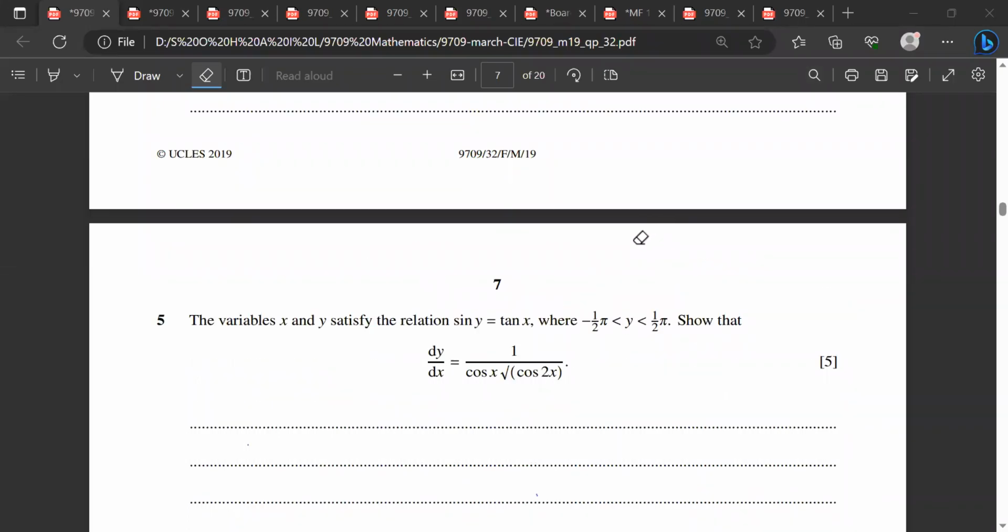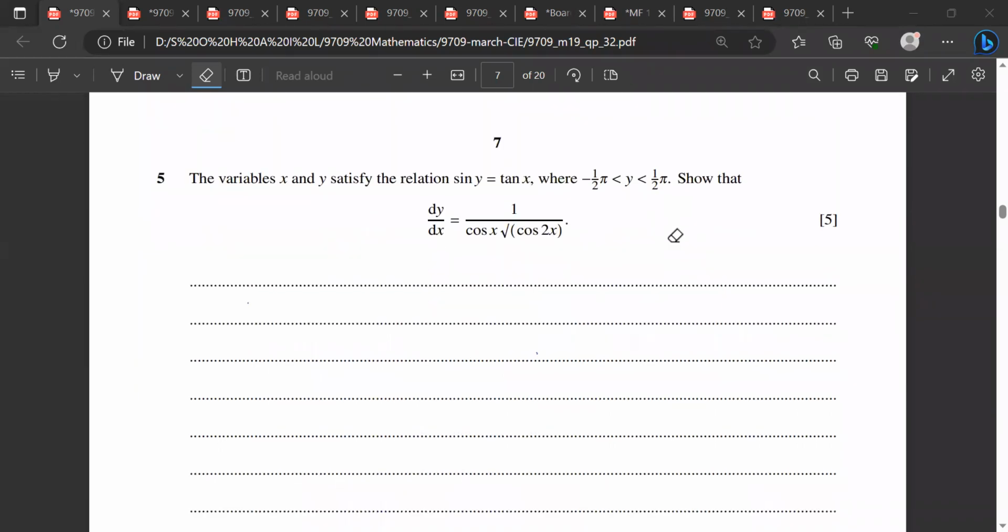Question from February March 19, 9709, variant 32. Question number 5. The variables x and y satisfy the relation sin y equals tan x, where y is greater than minus 1 over 2 pi and at the same time less than 1 over 2 pi. Show that dy by dx equals 1 over cos x into square root of cos 2x.